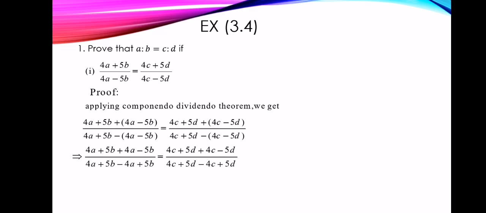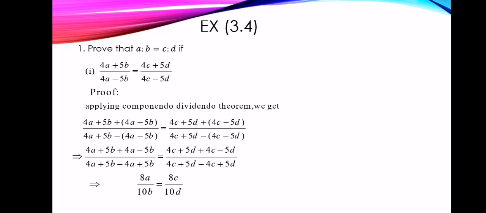which will result as 5B will be cancelled out with minus 5B. Similarly, in the denominator 4A will be cancelled out with minus 4A, and on the right hand side 5D will be cancelled out with minus 5D in the numerator. Similarly, 4C and minus 4C in the denominator will cancel out each other, and we will be left with 8A by 10B is equal to 8C by 10D.